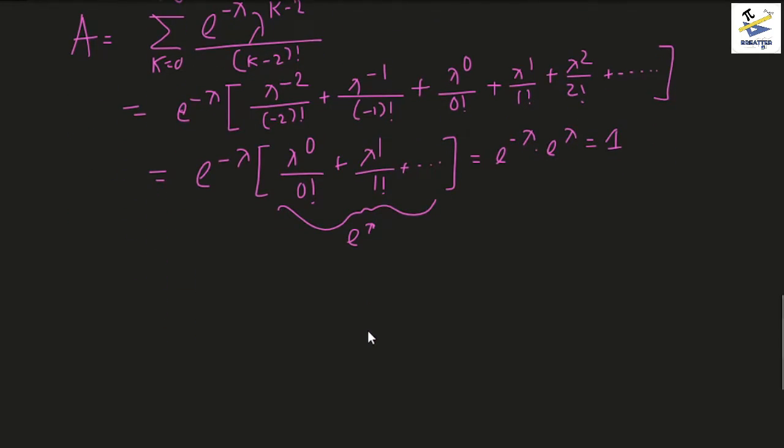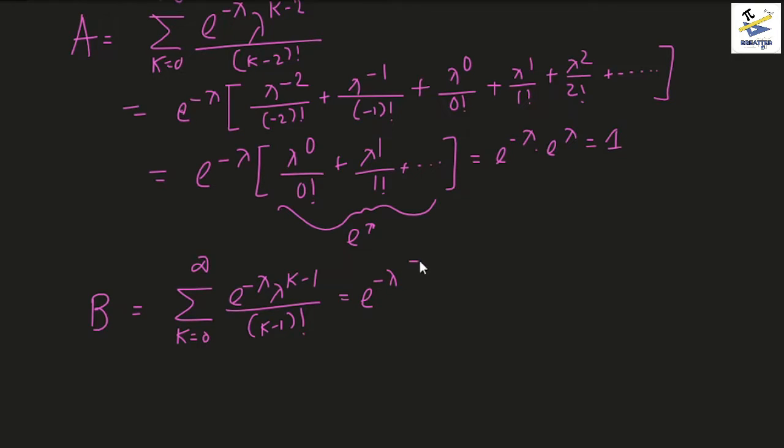Now this would give us A, and for B we can see it is basically the same thing, because k equals 0 to infinity, and expanding this, you would see lambda to the power 0 by 0 factorial, lambda to the power 1 by 1 factorial, lambda squared by 2 factorial, and so on.